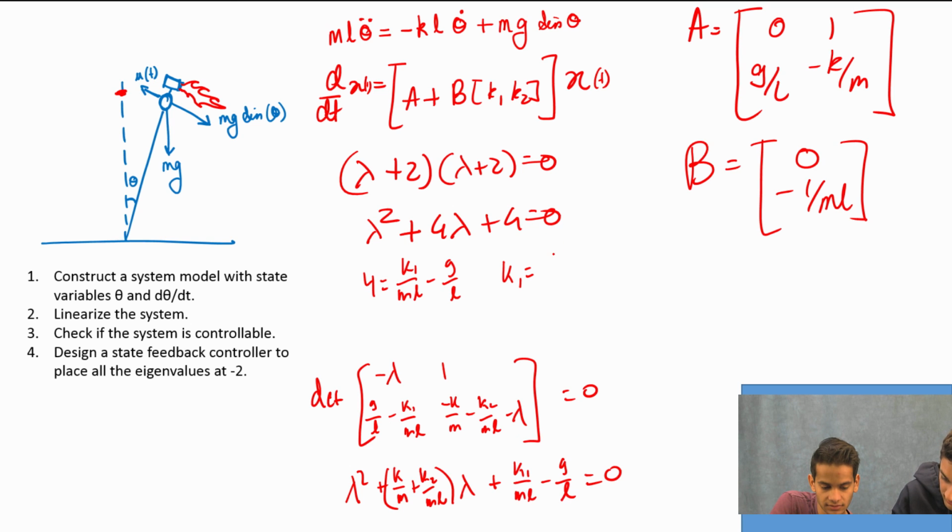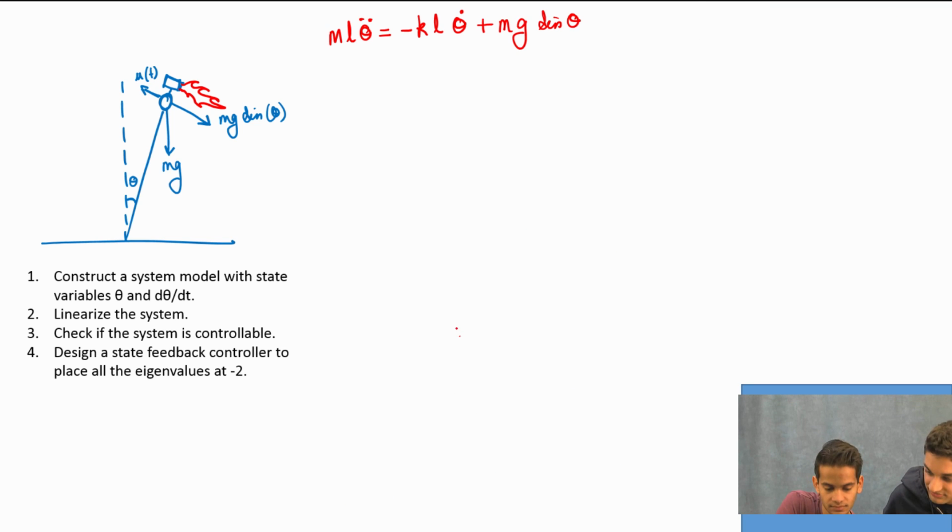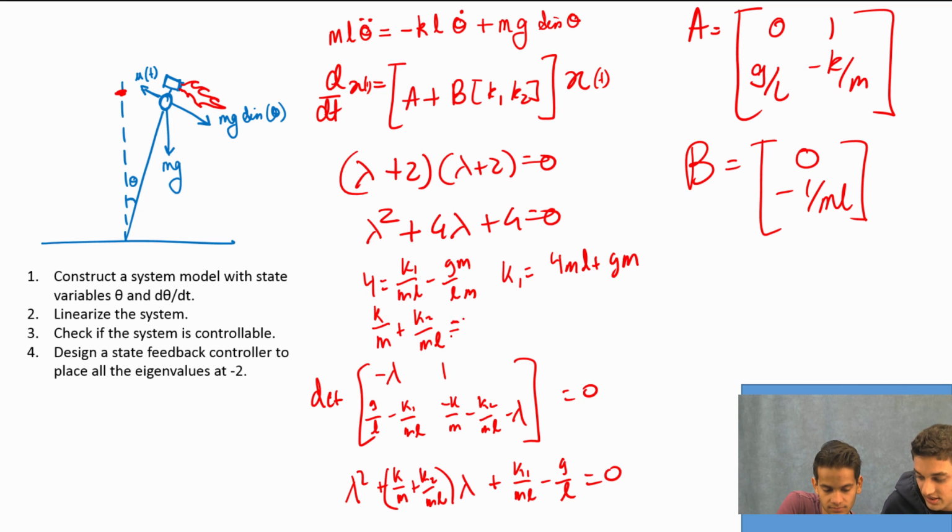So your K1 is equal to, putting an M and M here to make things simple, 4ML plus gM. And then your K2: for this one, you have K over M plus K2 over ML equals 4. And like last time, putting an L and L, you end up with 4ML minus KL.